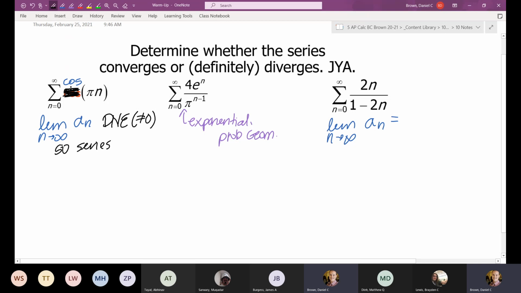So the series diverges. I think that makes sense if you actually list out the series. So if I have this series as defined by the cosine of pi times n, starting at n equal to 0.